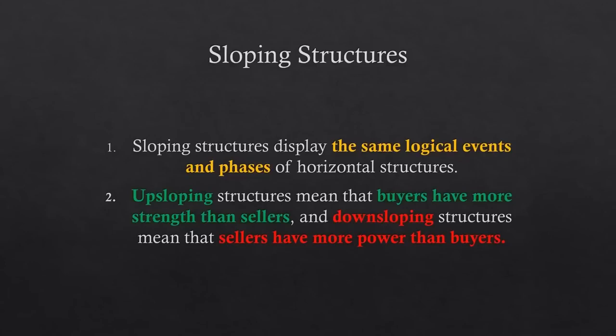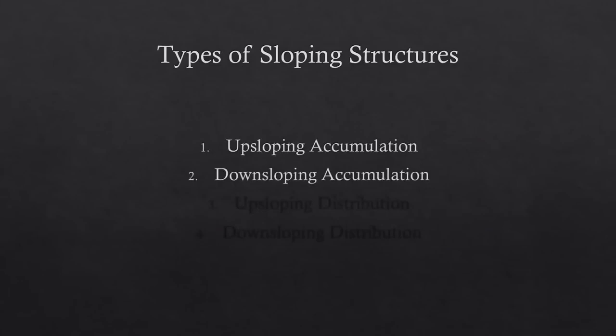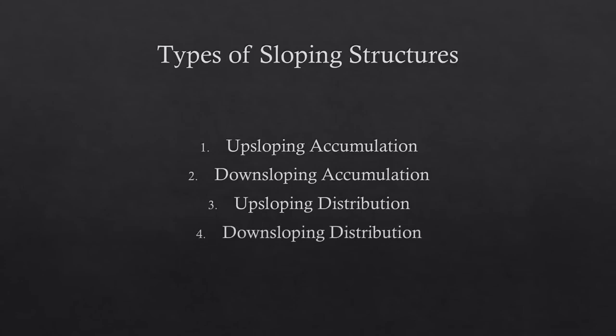That means there are four possible types of sloping structures: the upsloping accumulation, the downsloping accumulation, the upsloping distribution, and the downsloping distribution. The events in Phase A are critical for the determination of horizontal or sloping structures. Paying attention to Phase A also allows the trader using the Wyckoff method to know where to draw channel lines, which is often a challenge to most traders who have too many options in that regard.